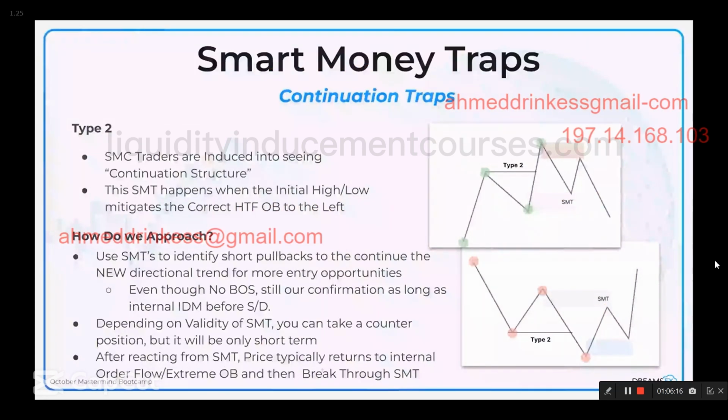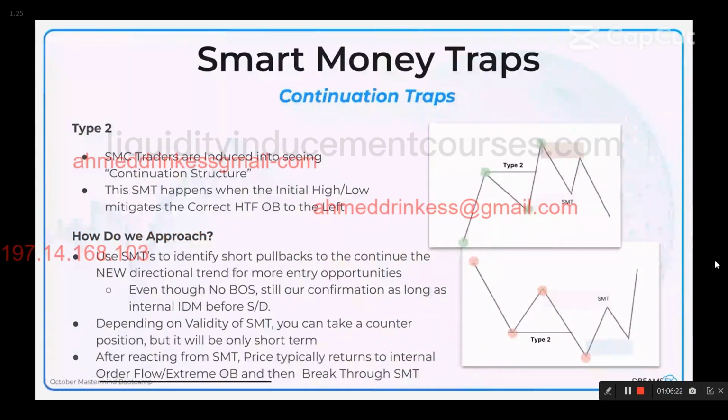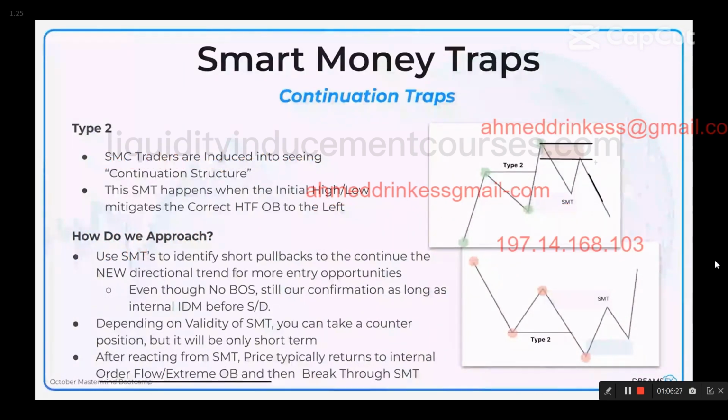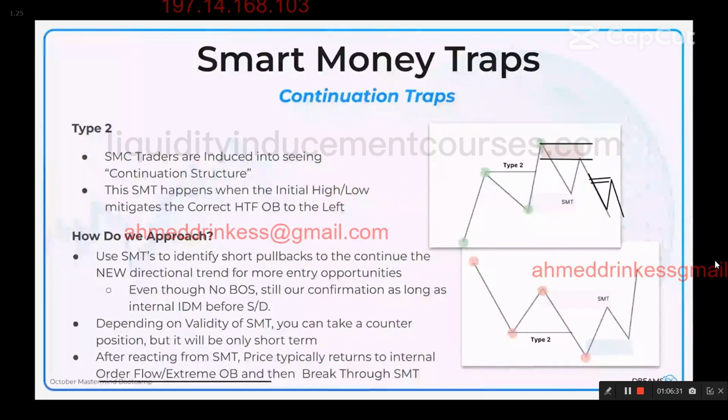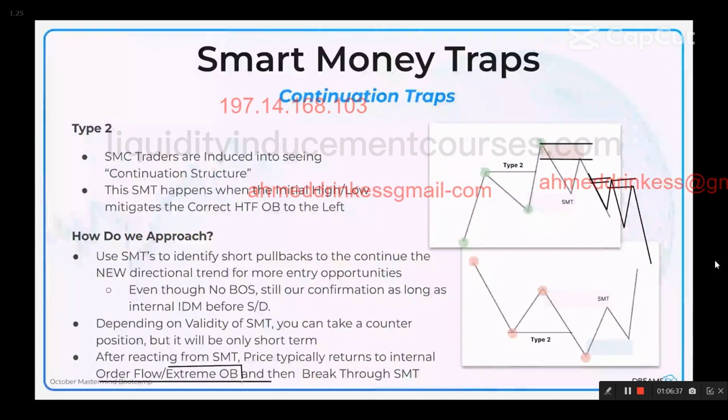So after entering the SMT, price will typically come back to order flow. If it doesn't come back to order flow, what can happen is, let's say this is where your order flow was right here, and maybe you had an order block right here. Price can just come back to maybe the extreme, and then it can go lower, right? So it's either going to come back to order flow or an internal extreme order block.